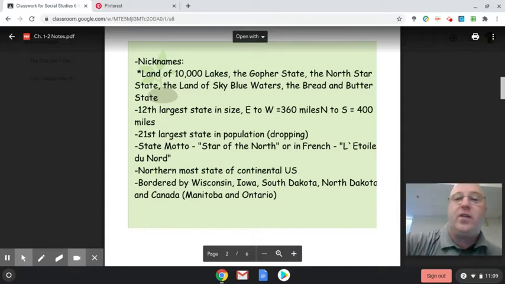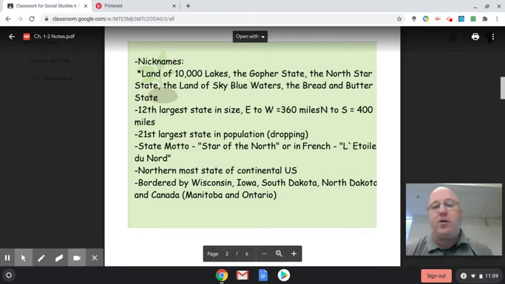Minnesota is the 12th largest state in size, which means there's 11 states larger than ours. So we have a pretty decent state. Our population is dropping. I'd have to see if that 21st largest state is accurate. These notes are a few years old, but our population is slowly dropping. Our state motto, or kind of like our slogan, is L'Étoile du Nord, which is French, and it means Star of the North. So that's just a saying of our state.